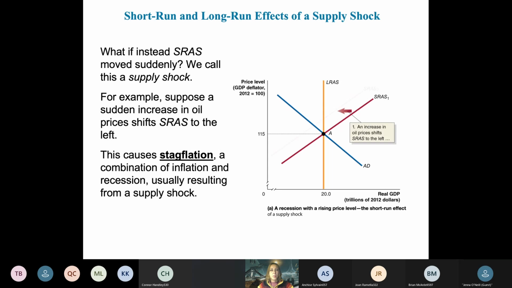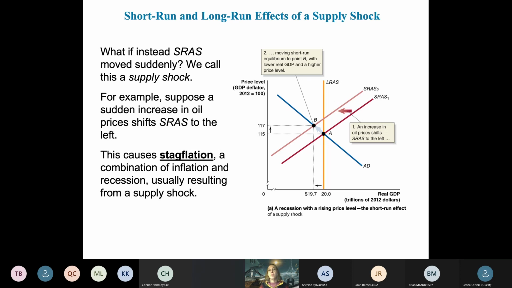All right. So what if we don't have a demand shock, but we have a sudden supply shock, such as an increase in oil prices? So the increase in input prices, because oil is a major input in production, results in a recession too, as you see in this graph.